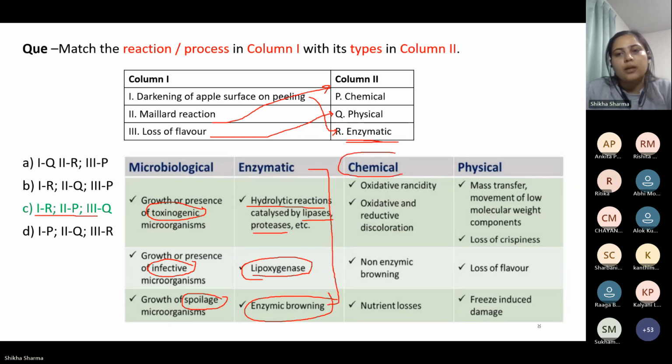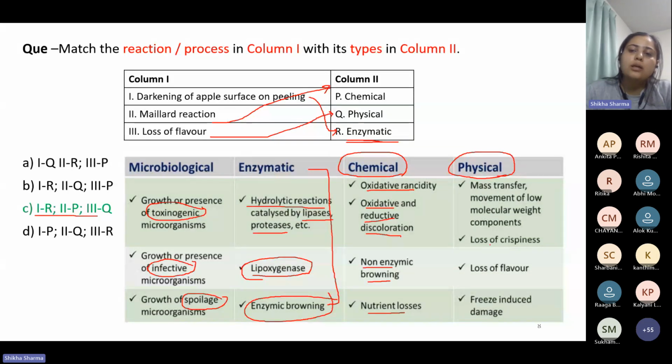And third are the chemical processes, like oxidative rancidity, oxidative and reductive discoloration, non-enzymic browning, and nutrition loss. All these happen because chemical changes or chemical reactions take place.